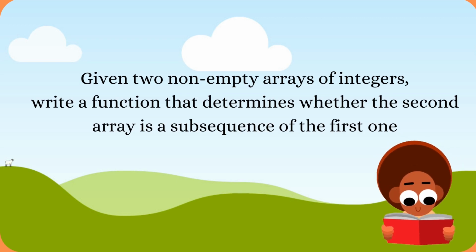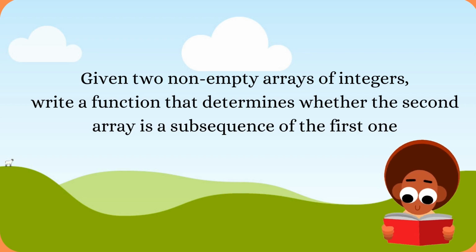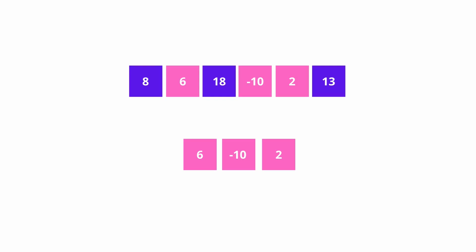Given two non-empty arrays of integers, write a function that determines whether the second array is a subsequence of the first one or not. And let's see how we can do that. Given two arrays, the main array and the sub array, we can say that the sub array is a subsequence of the main array if the main array contains the elements from the sub array in sequential order.